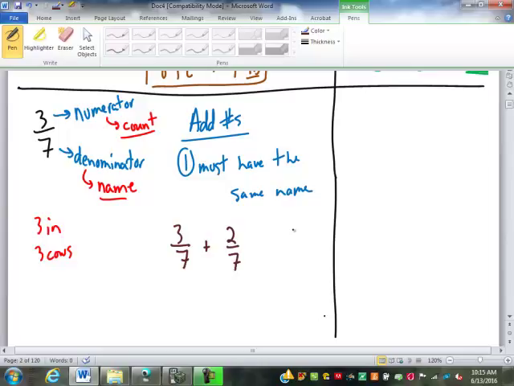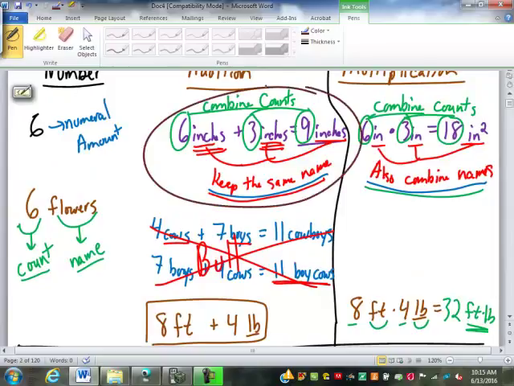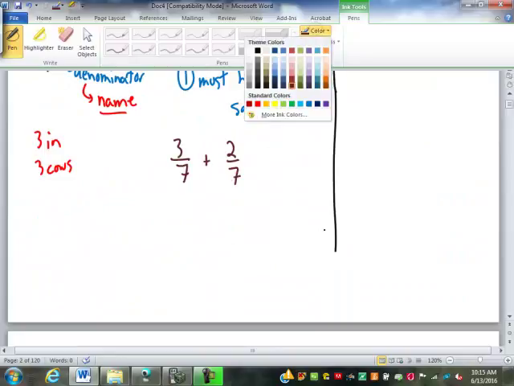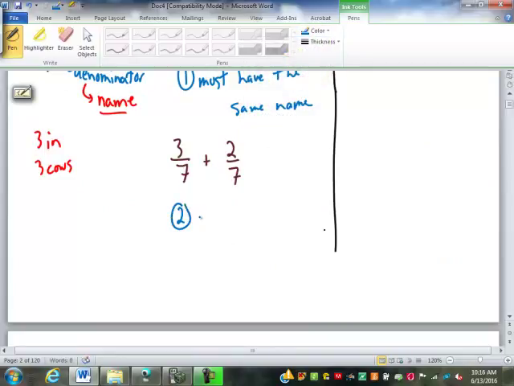That's not a special rule for fractions. Any number, when we add them, we must have the same name. We're just not used to seeing the label on most of our other numbers. The second thing then is, when we add them, you combine the counts, but then you keep the same name. So up here, to add fractions, you combine the counts. 3 plus 2 is 5. And we keep the same name, 7ths. Again, not a special rule for fractions. That's how we add any numbers. You combine the counts and keep the same name.